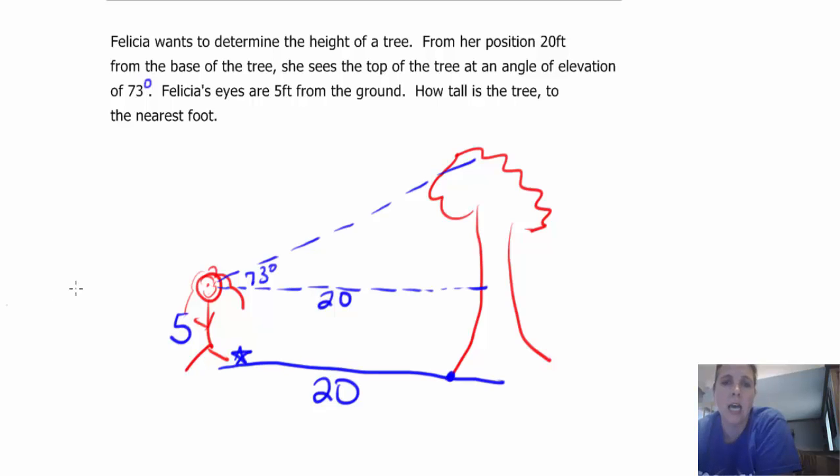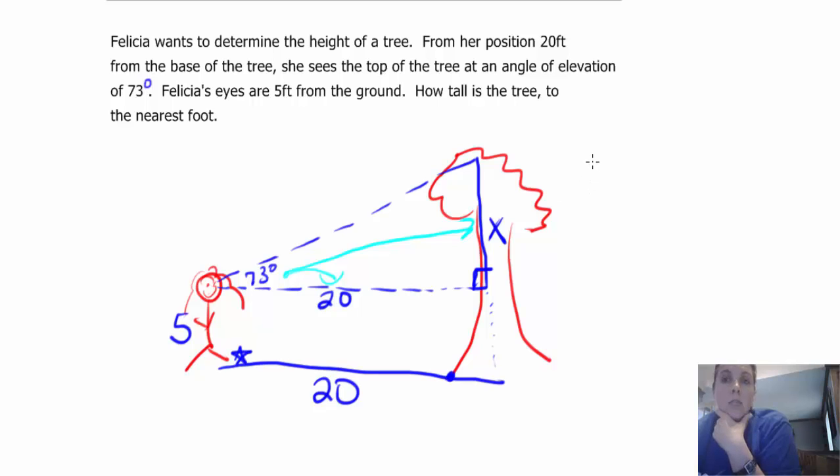That'll come in handy because we're going to make this a right angle here, and we're going to find this. We know this, we're going to find this, and then we know what the rest of it is because it's 5 feet. So the information we're given from the 73 degrees is the opposite and the adjacent.